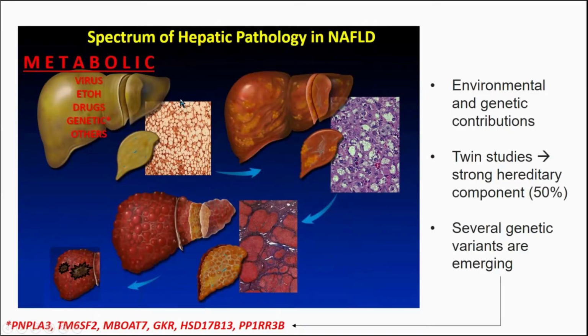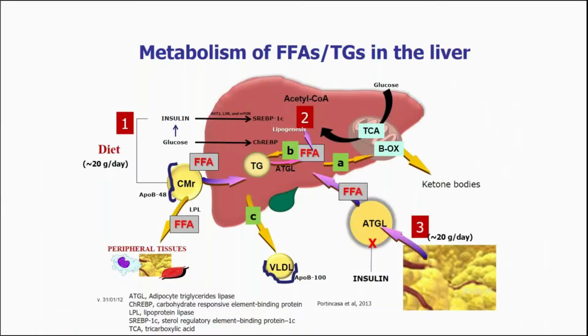And so we learned that the metabolic form is the most frequent form. There might be both environmental and genetic contributions. Twin studies show a strong hereditary component, and now genetic variants are emerging, especially PNPLA3 or adiponutrin, which is controlling part of the lipid droplet fats. So the genetic background is now being more and more investigated.